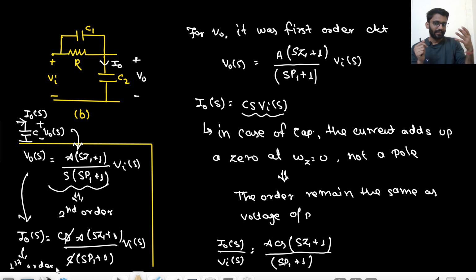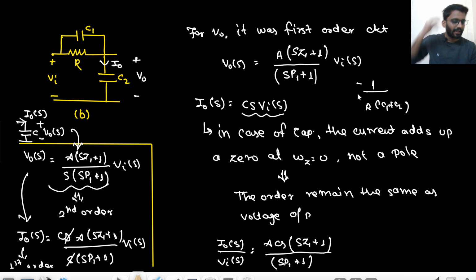Okay, so directly you can't say that if my voltage is second order, my current would also be second order. You have to check. Okay. But if my voltage is first order and I am not having a pole at omega equals to zero, my current would be surely first order. Here you had pole at minus 1 by R(C1 plus C2). So there you had your pole. So this is not the pole at omega equals to 0. This is a pole at some value. So that's why the order didn't change. Are you getting my point?